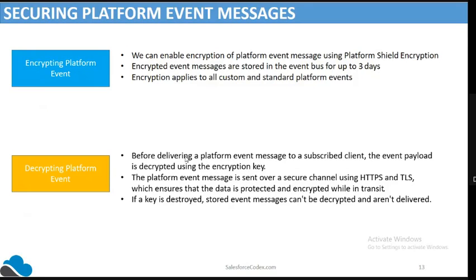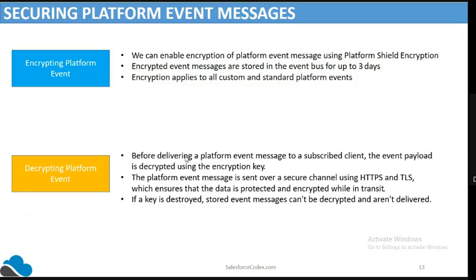Now, decrypting platform events. Because the message is now encrypted, how do we decrypt it? When we are publishing a message, at that time the message will be encrypted, and that encrypted message goes through our event bus mechanism. Before reaching the subscribed client, that message will be decrypted from the event payload. How will it be decrypted? When we are encrypting, we get a key. That key is used to decrypt that particular event message. I will show how to get encryption done in a demo also.